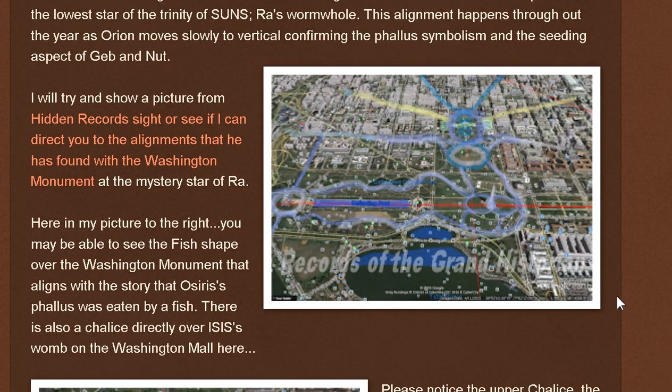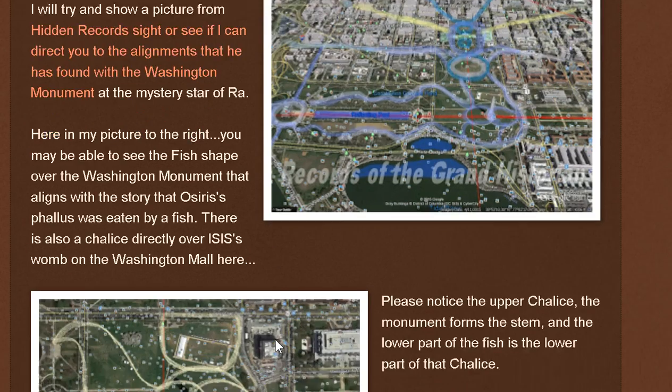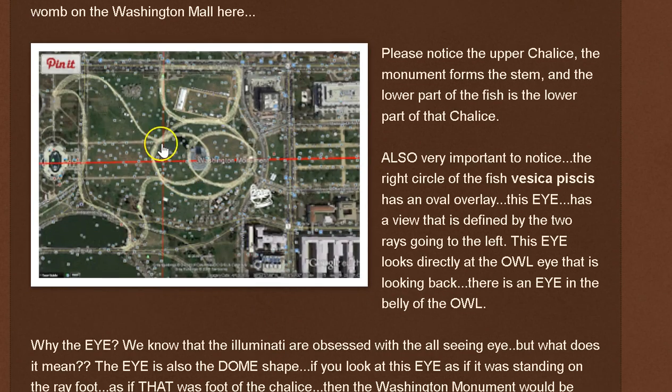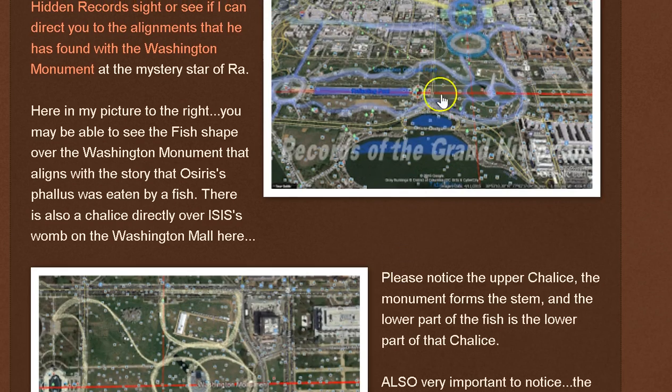Here in my picture to the right, you may be able to see the fish shape over the Washington Monument that aligns with the story that Osiris's phallus was eaten by a fish. There is also a chalice directly over Isis's womb on the Washington Mall here. Please notice the upper chalice, the monument forms the stem, and the lower part of the fish is the lower part of that chalice.